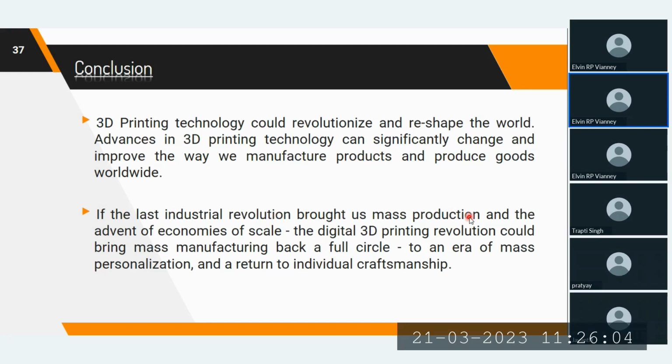And if the last industrial revolution was mass production, the 3D printer is not compatible with mass production. There is no possibility for mass production. But if there is any possibility for mass production, then 3D printing in manufacturing will come back full circle, back to the era, to make the process complete.